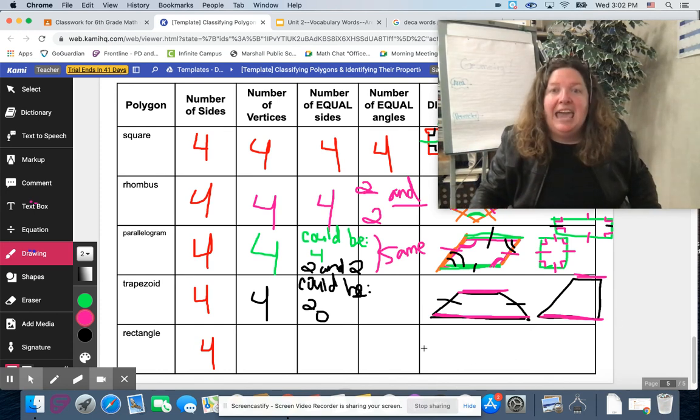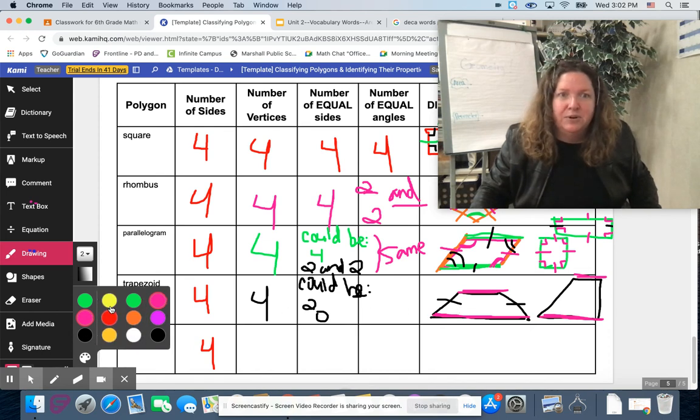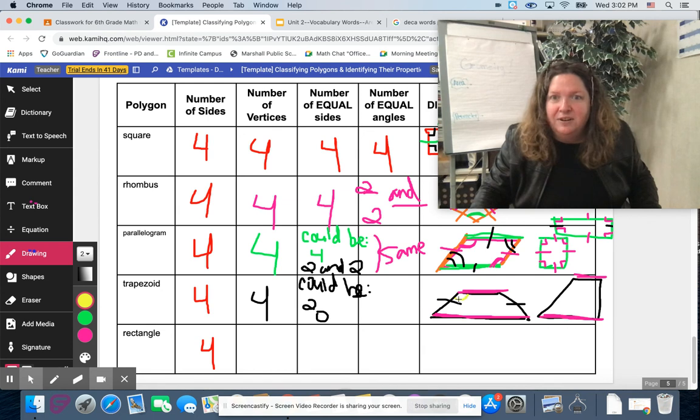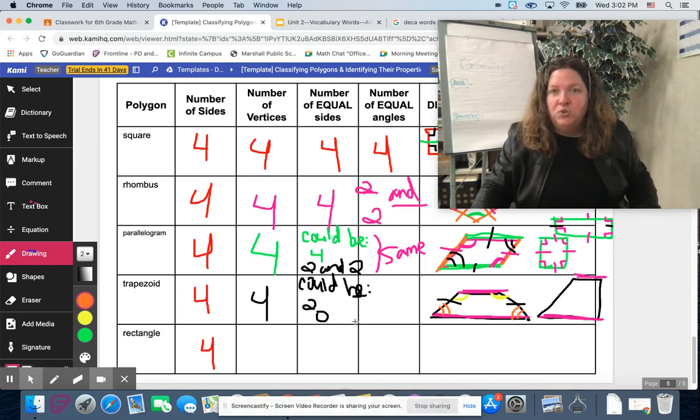What about equal angles? Let's take a look at this regular one. Now look at this. I'm going to get a different color here. This angle right here is the same as this angle. So it could be 1, 2, but look at this. Those 2 angles are the same too. So we're going to put 2 lines connecting them. There's 1, 2, 1, 2. So it could be that there's 2 and 2. So I'm going to write could be that it's 2 and 2.